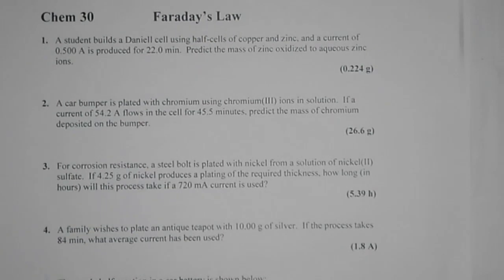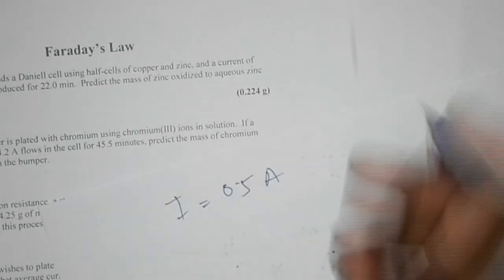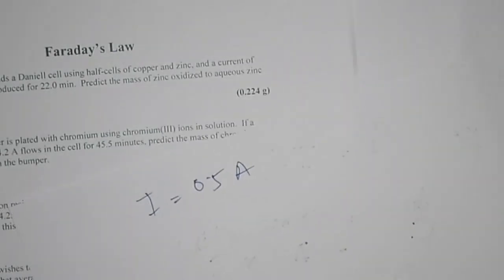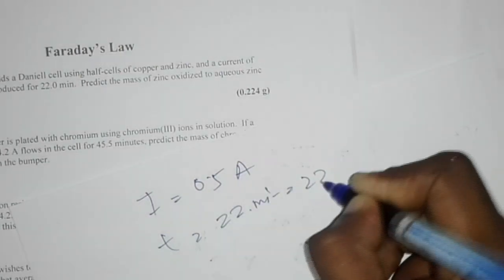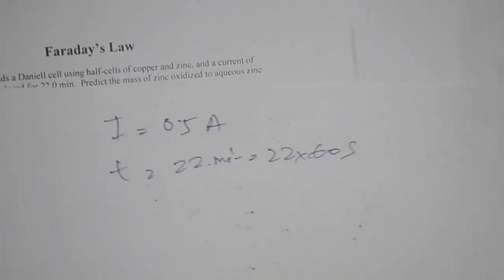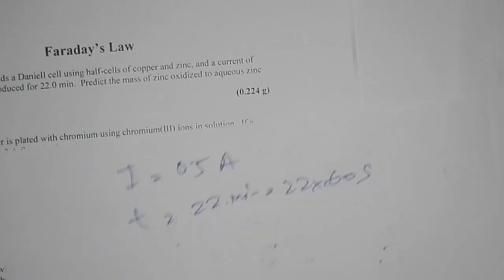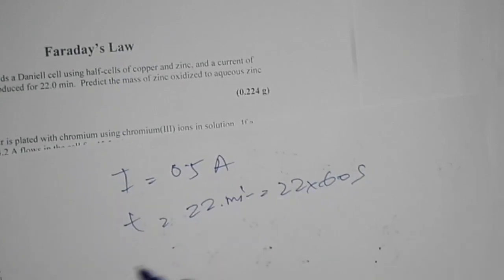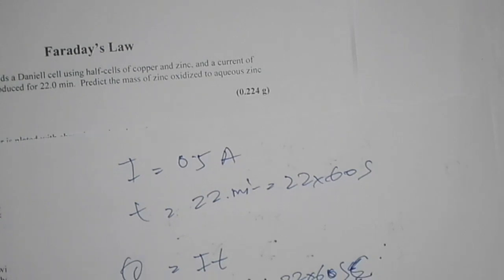So first write this question in your note and then try to understand how we can do the calculation. First we have to understand what is given. Current equals 0.5 A, and time equals 22 minutes, or 22 into 60 seconds. So current and time. Then you have to find the mass. For this, first get I and then find the charge Q: 660 coulomb.